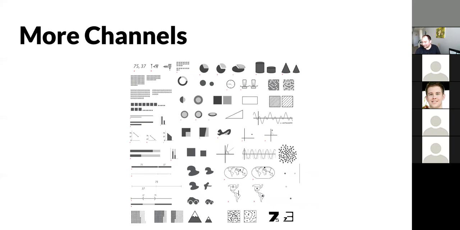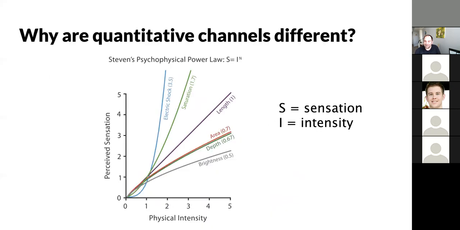And there are of course many, many more channels. As we saw, there are plenty of different ways to encode data. There's a website with a link; I'm not going to visit it now in the interest of time, but yes, plenty of different ways to encode data. So I mentioned earlier, position is such a great visual variable, and length, and saturation is not, and depth and area are not. And so why is that?